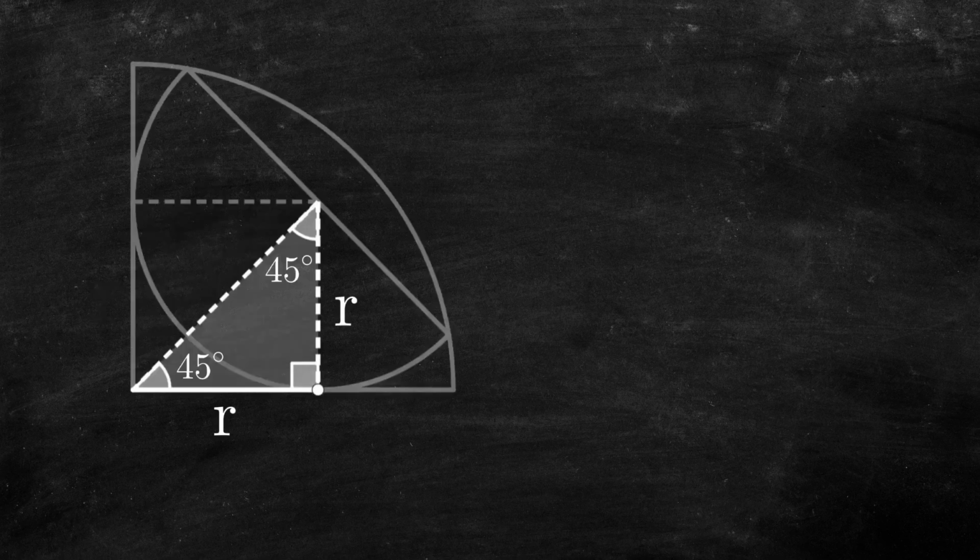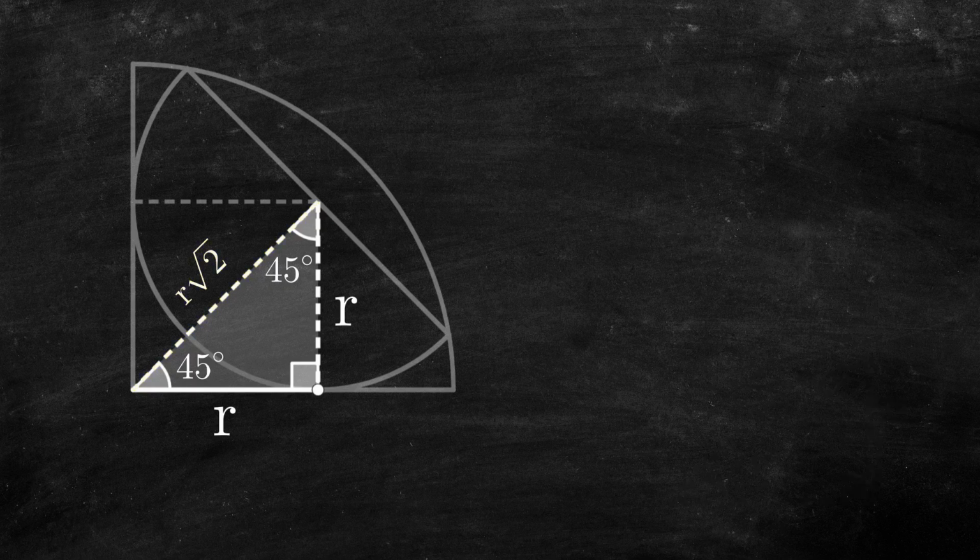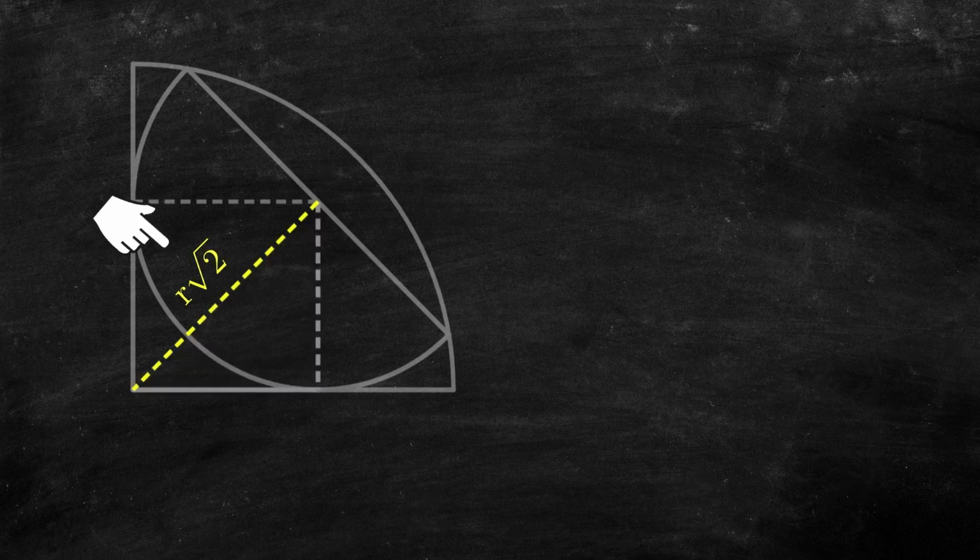As we know, the diagonal of a square creates a 45-45-90 special right triangle, which means the diagonal's length is r square root of 2. Next, we can observe that the diagonal of the square is also the perpendicular bisector of this chord, since it divides the chord into 2 equal segments.